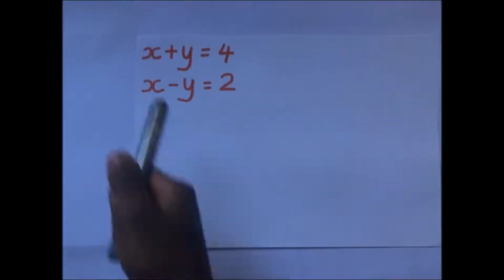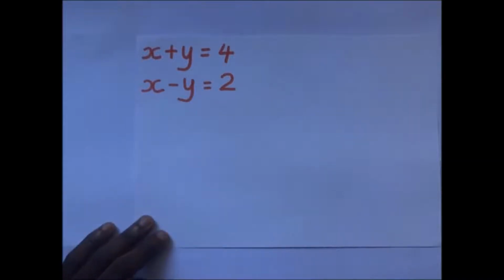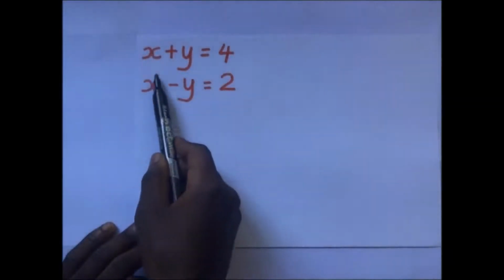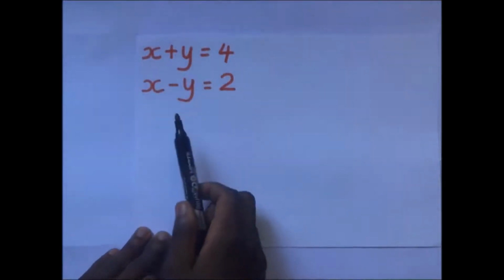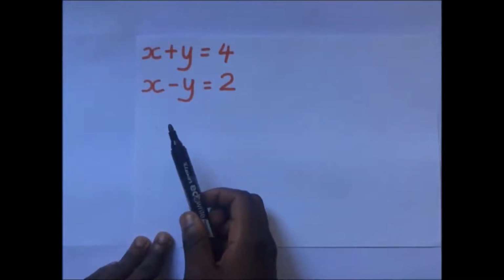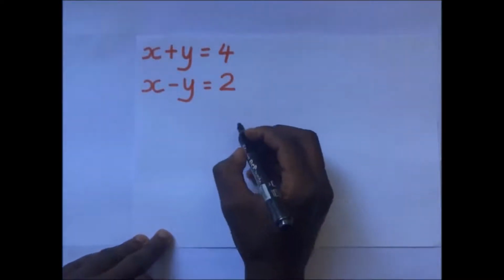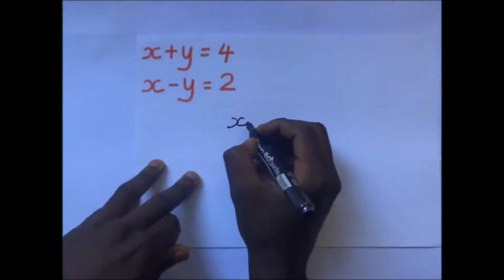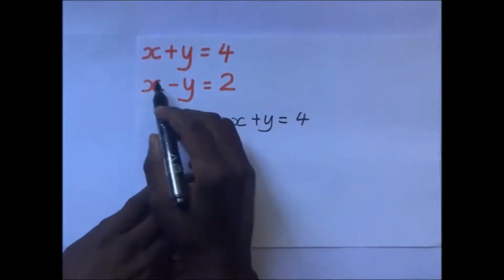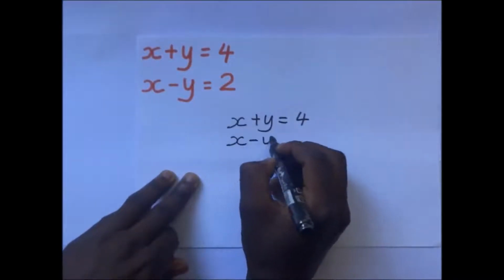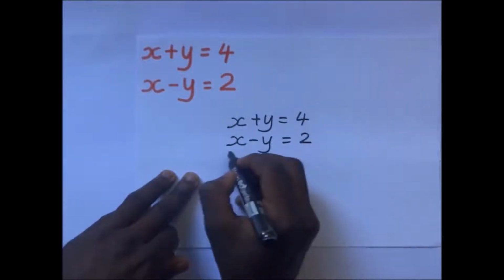So we'll start working. We have these two equations. What can we eliminate? Can we eliminate x? Should we eliminate y? For this case, we can choose any, but let's choose x. So the equations are x plus y is equal to 4, then we have x minus y is equal to 2.